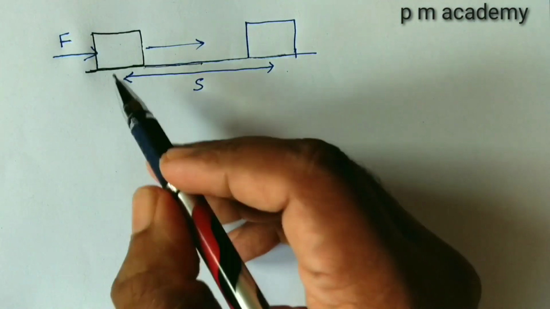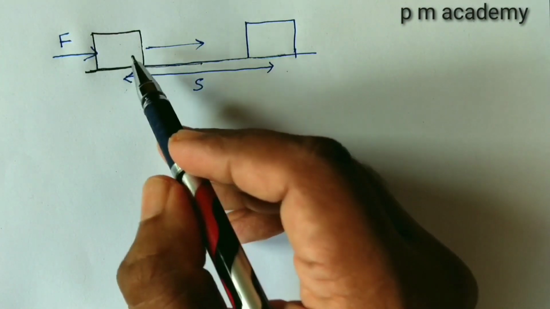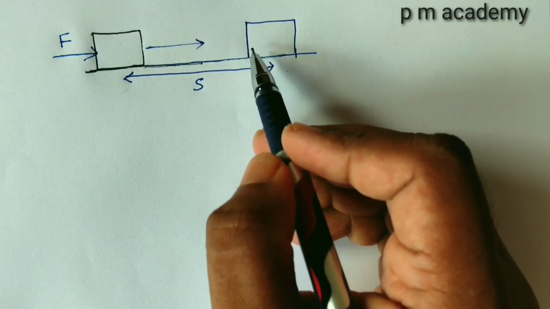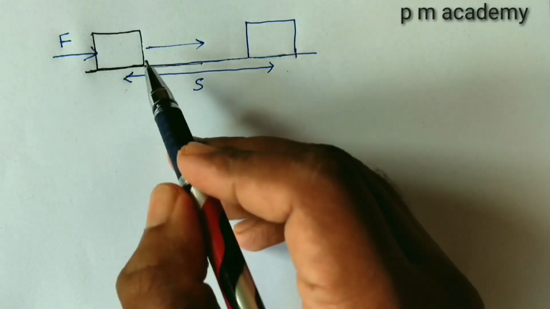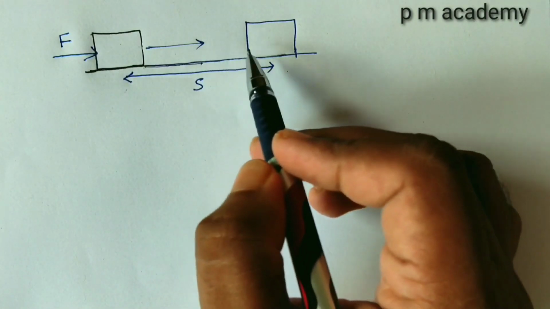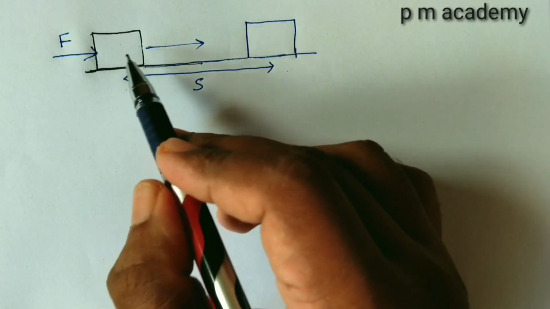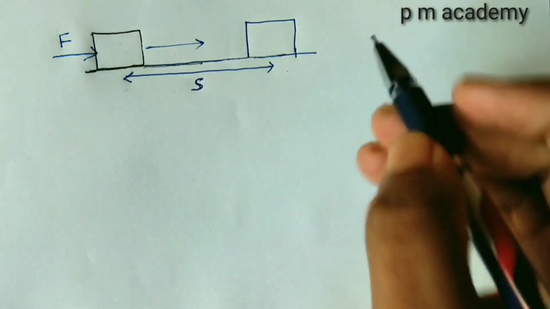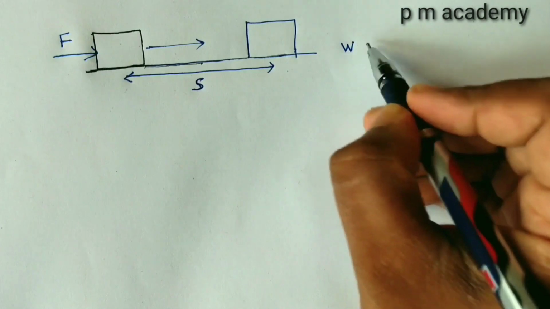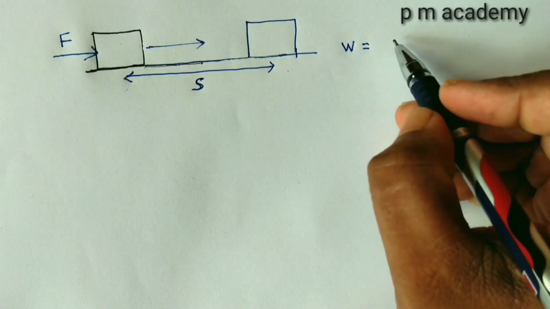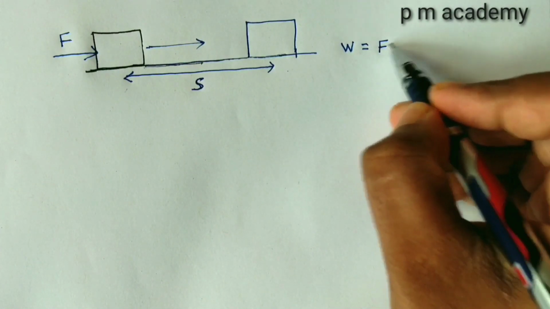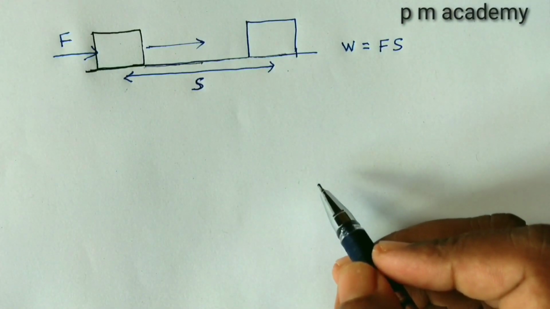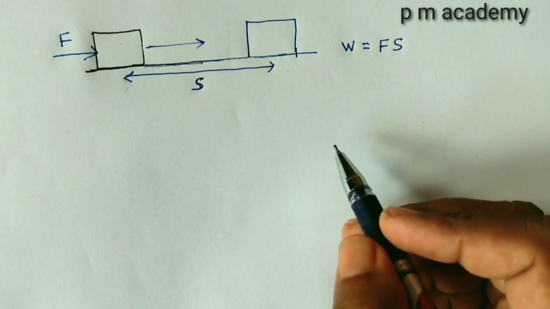Once more, if you are applying a force to an object, that object will move in the direction of force. Not the point, in the direction of force, and the displacement is s. Then work done W is equal to F into s, force into displacement. This formula you already learned.